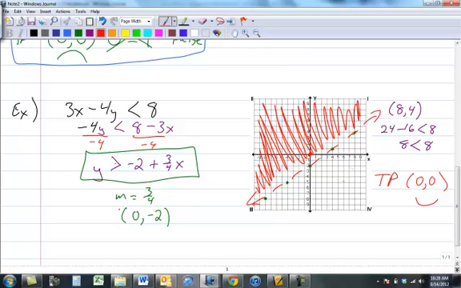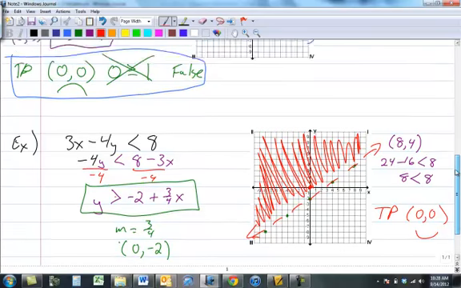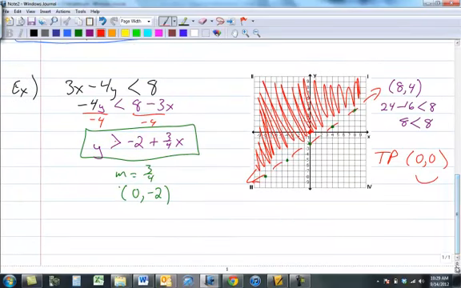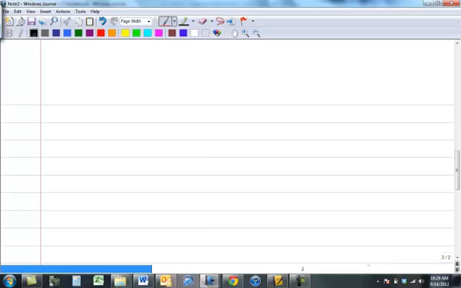All right, so I showed you why we have a dashed line for less than or greater than. And then we did an example of a test point on either side of the line. If it's true, you shade the side of the line that the test point is on. If it is untrue, we shade the other side of the line. All right, so let's do one more, just to make sure that we got this.